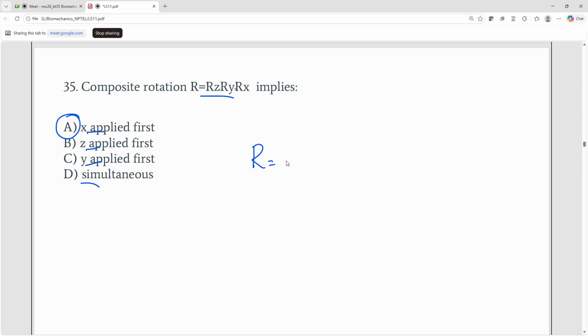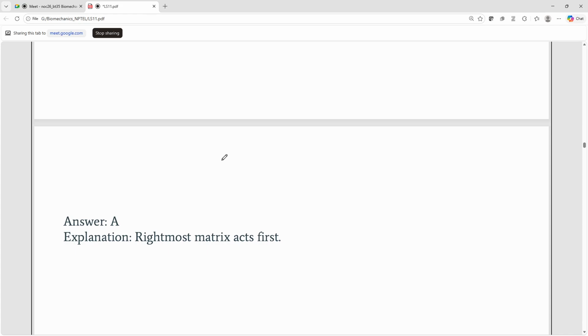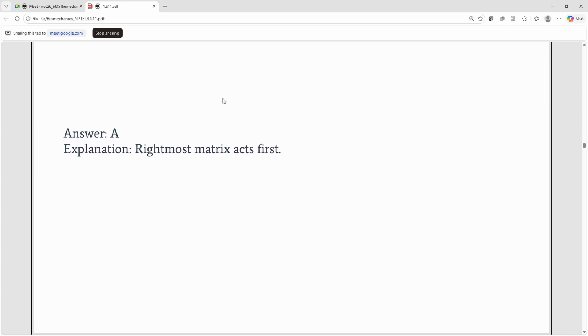So in composite rotation matrices, the operation goes from the right. So Rx will be multiplied by Ry, then the resulting matrix will be multiplied by Rz. So this is the order of matrix multiplication for a composite rotation. The correct answer is X applied first, as the rightmost matrix acts first.